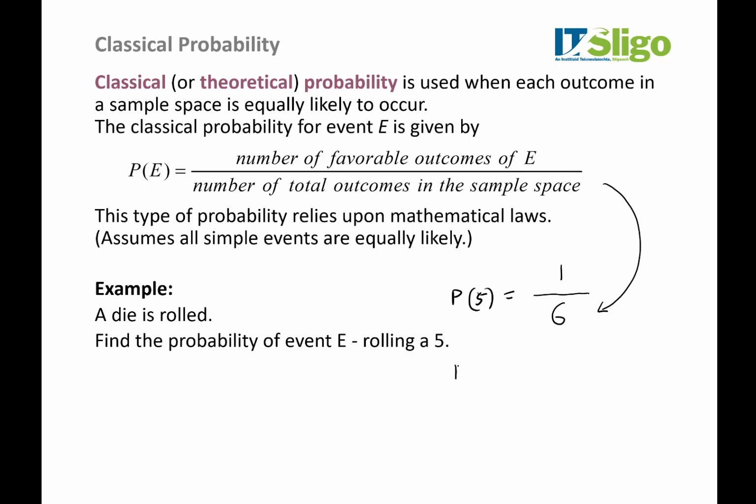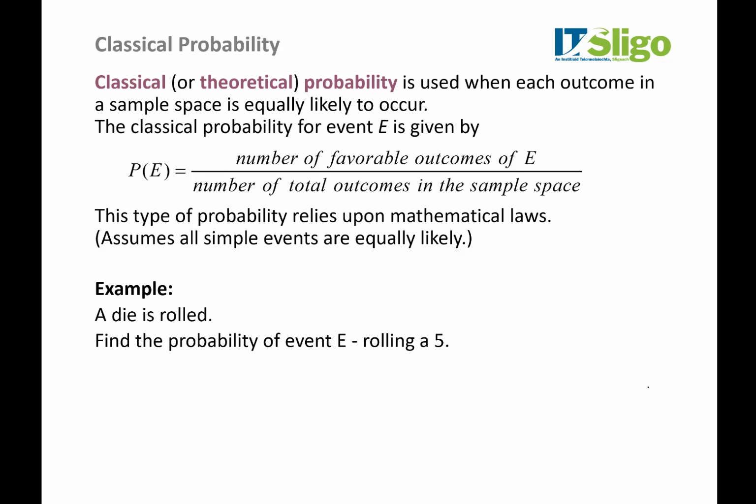The probability of rolling an even number, well, there are 3 even numbers on a dice. There's the 2, the 4, and the 6. So there are 3 desirable or favorable outcomes, and there are 6 possible. So the probability of throwing an even number is a half. So that's the idea of classical probability.